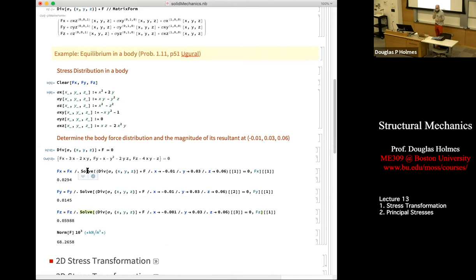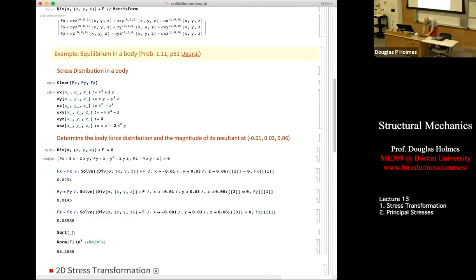And we didn't really have to do that much work. We basically asked Mathematica to take the divergence for us. We had 3 equations, 3 unknowns. We solved for them and we're fine. I asked for what the magnitude of the force vector was. Magnitude of the force vector is the square root of fx squared plus fy squared plus fz squared.